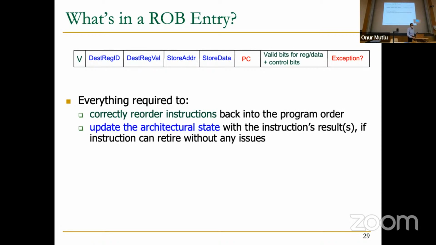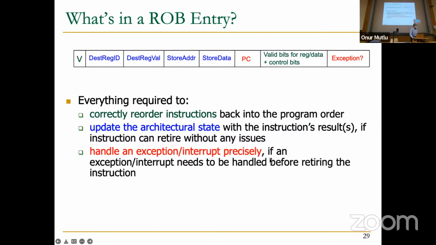That's the sequential order. Update the architectural state with the instruction's result or results if the instruction can retire or commit without any issues, exceptions in other words, or there are no interrupts that you're going to handle before this instruction. And also handle an exception or interrupt precisely if one needs to be handled before retiring or committing this instruction. So these are the things that you need to have in your reorder buffer entry so that you can actually correctly execute the program in von Neumann semantics.